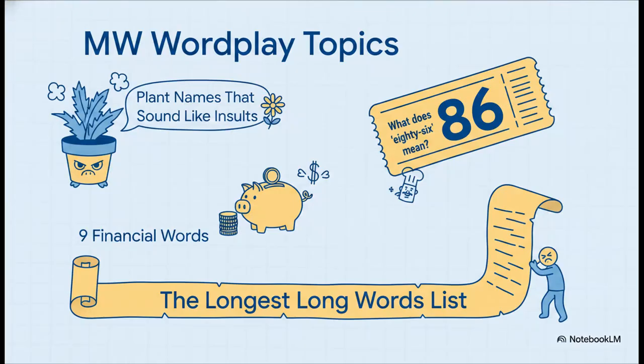And look, because language is inherently human, it's also supposed to be fun. Dictionary sites don't just act like strict grammar police. They actually explore the quirky side of our vocabulary. They dig into highly relatable trivia, like plant names that sound like insults. Or they trace the origins of internet slang and restaurant industry terms, like what it really means to 86 an order.